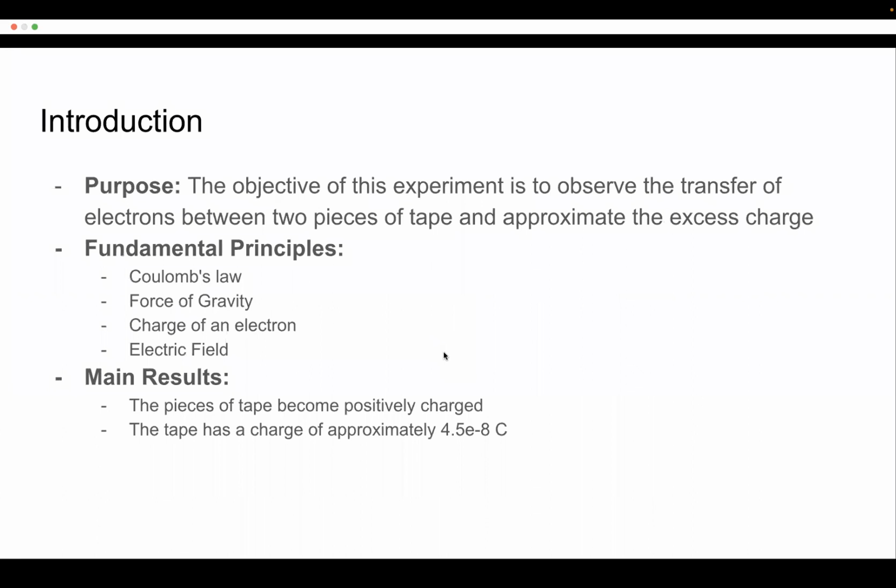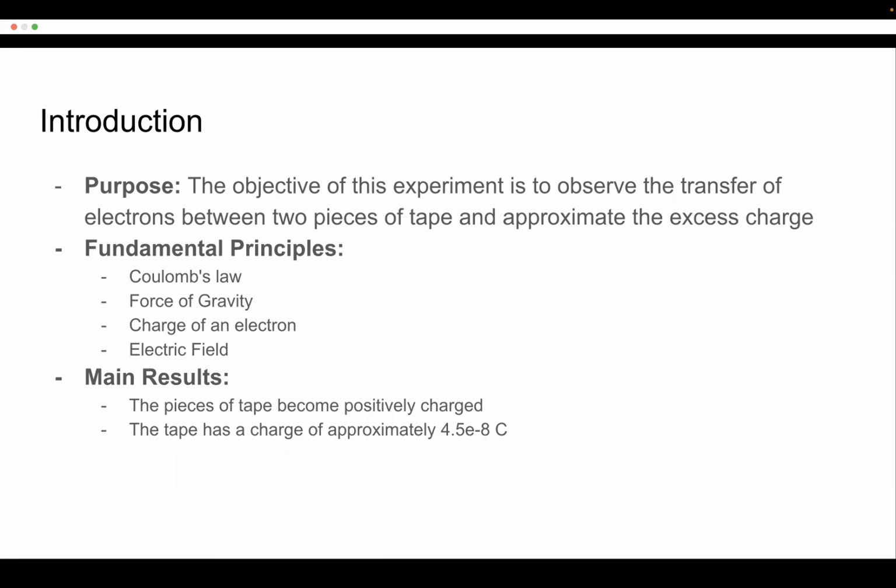So for the introduction, we have the purpose. The objective of this experiment is to observe the transfer of electrons between two pieces of tape and approximate the excess charge. Some of the fundamental principles we used were Coulomb's law, force of gravity, F equals m times g, charge of an electron, and electric fields.